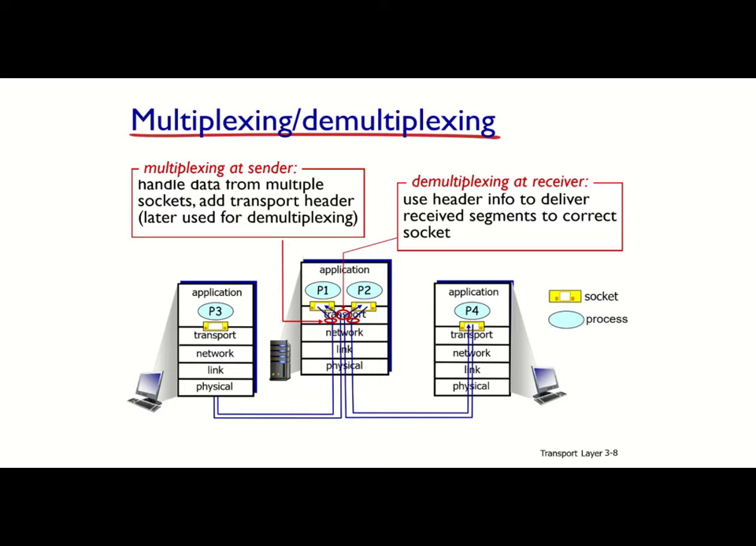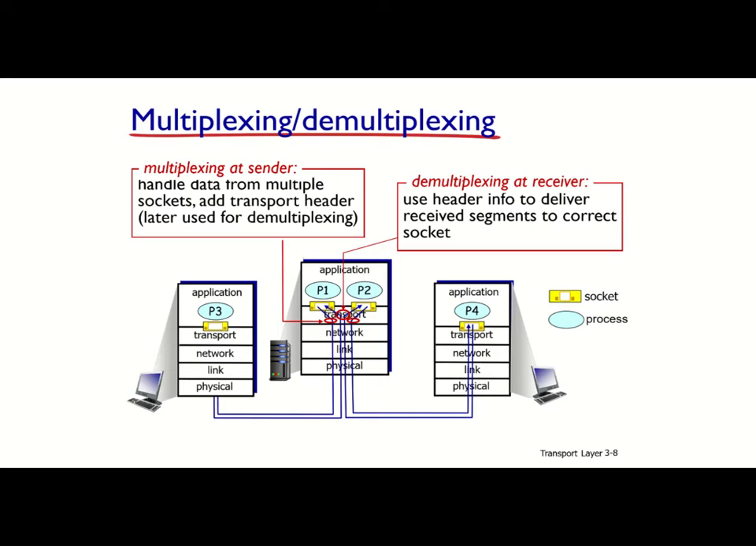So we need a multiplexing service to handle data from multiple sockets, and P1 has to send its messages through this socket, P2 has to send the messages through this socket. This service of choosing the right socket for the right process is called multiplexing on the sender side.